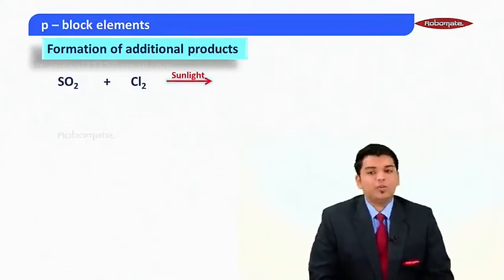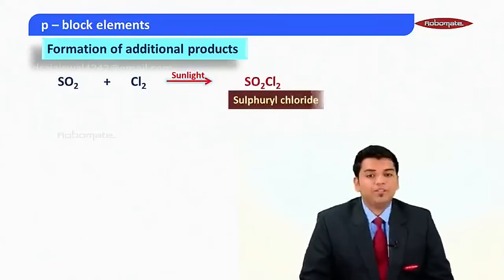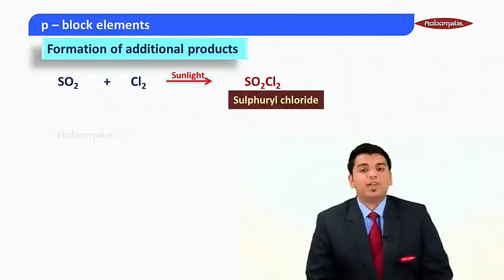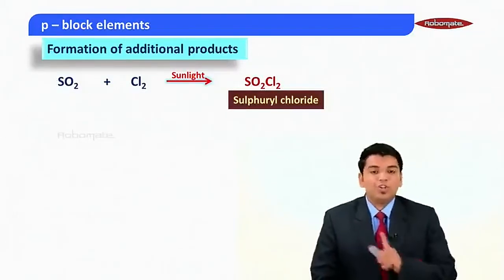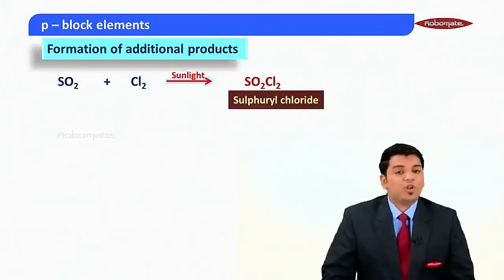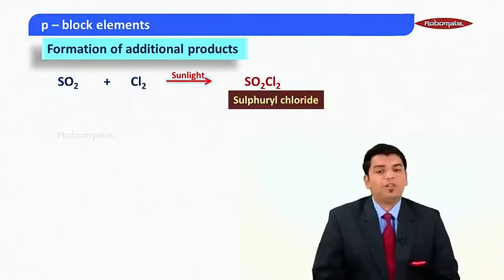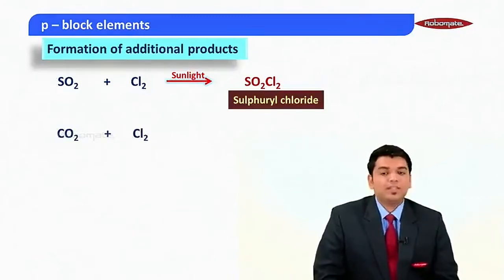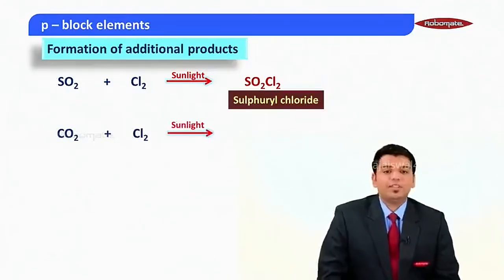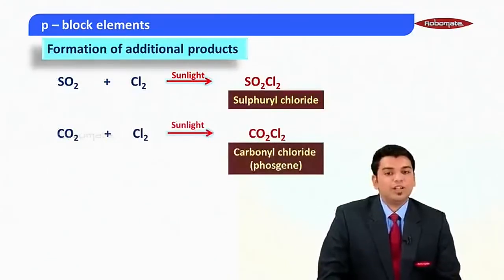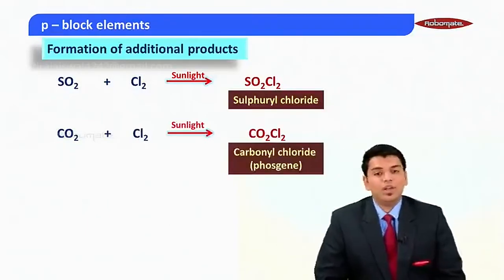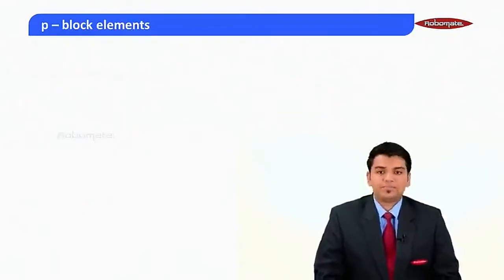SO2 plus Cl2 in the presence of sunlight gives SO2Cl2, that is sulfuryl chloride. Please do not get confused with thionyl chloride, that is SOCl2. This is SO2Cl2, sulfuryl chloride. Next, CO plus Cl2 again in the presence of sunlight gives COCl2, that is carbonyl chloride or phosgene gas.